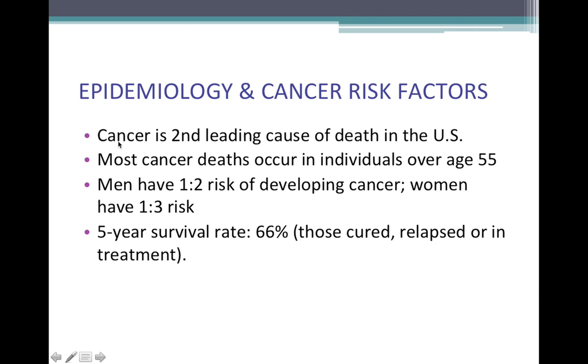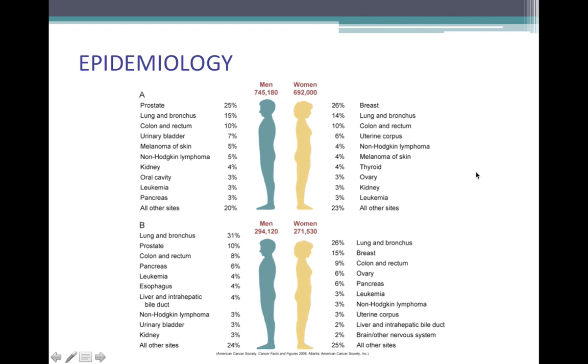Now, unfortunately, cancer is the second leading cause of death in the U.S., and most of these cancer deaths occur in individuals over 55. So as we get older, over the course of a lifetime of being exposed to possibly mutagenic chemicals or radiation, or even just mutations due to cell division, we have a higher and higher risk of cancer.